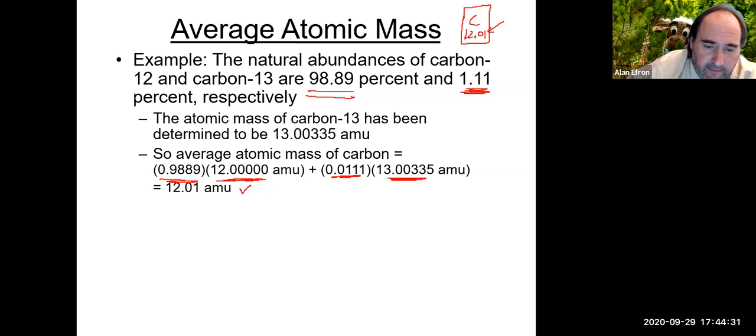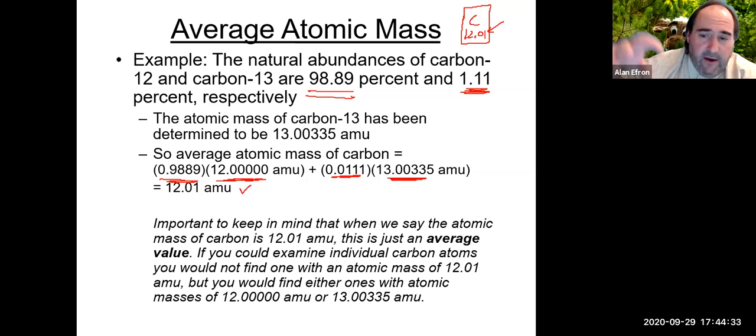It is important to remember that if you could actually pick out a carbon atom, you would never find one that has an atomic mass of 12.01. You'll find one that has either the atomic mass of the carbon 12 isotope, which is 12, or one that has the atomic mass of the carbon 13 isotope, which is 13.00335. Again, you'll never really find one that has a mass of 12.01, but that is the average atomic mass and what we consider the atomic mass of carbon.